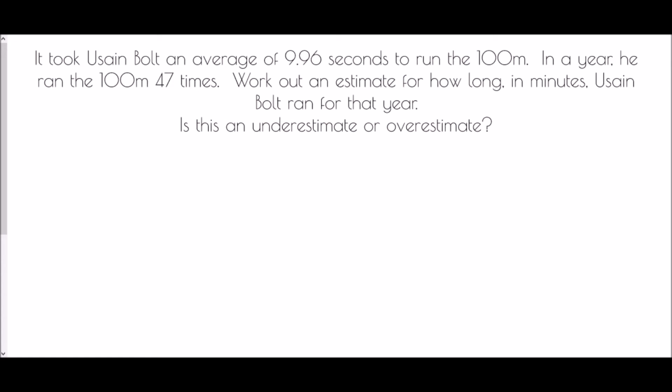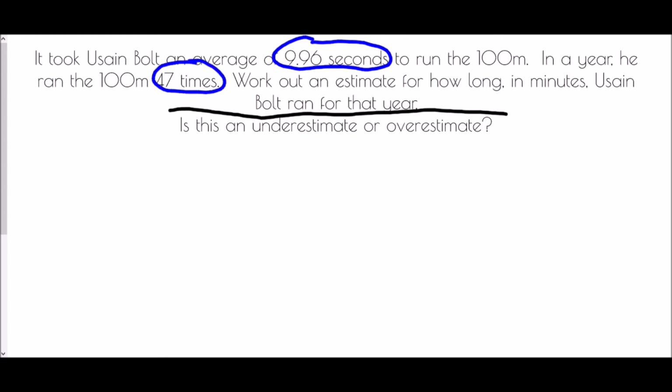So this is the first part of the question. We need to make that estimate. So which values do we need to know? Well, we need to know that he ran an average of 9.96 seconds and he did it 47 times. So what am I going to do with those two answers? Well, that's going to be 9.96 seconds multiplied by 47, because that is going to be how we are going to get an estimate for the amount of time.